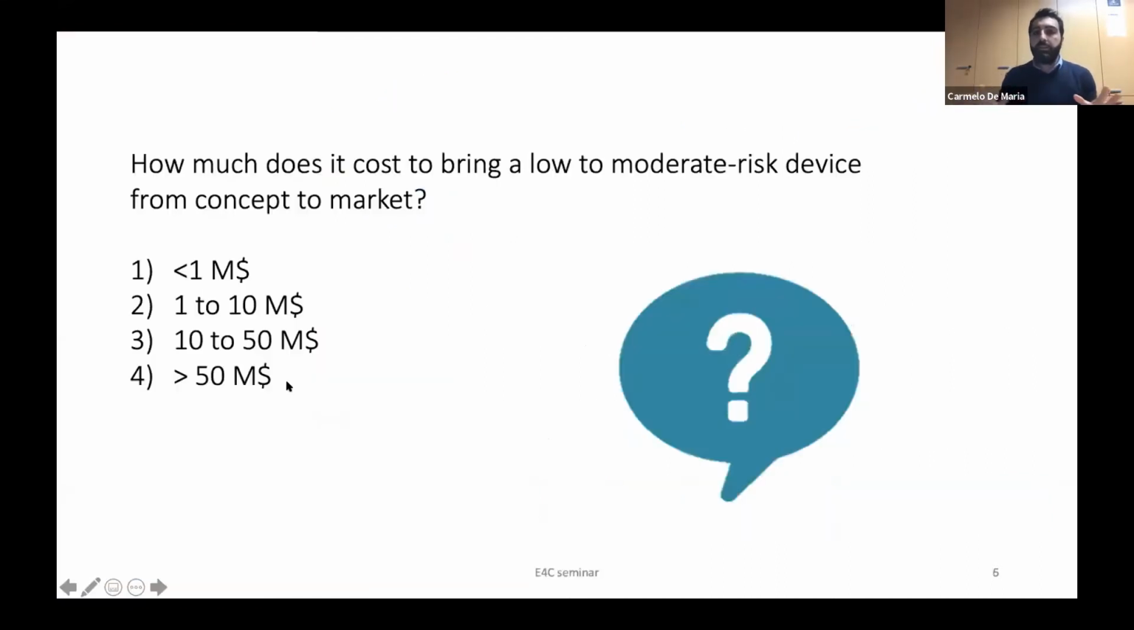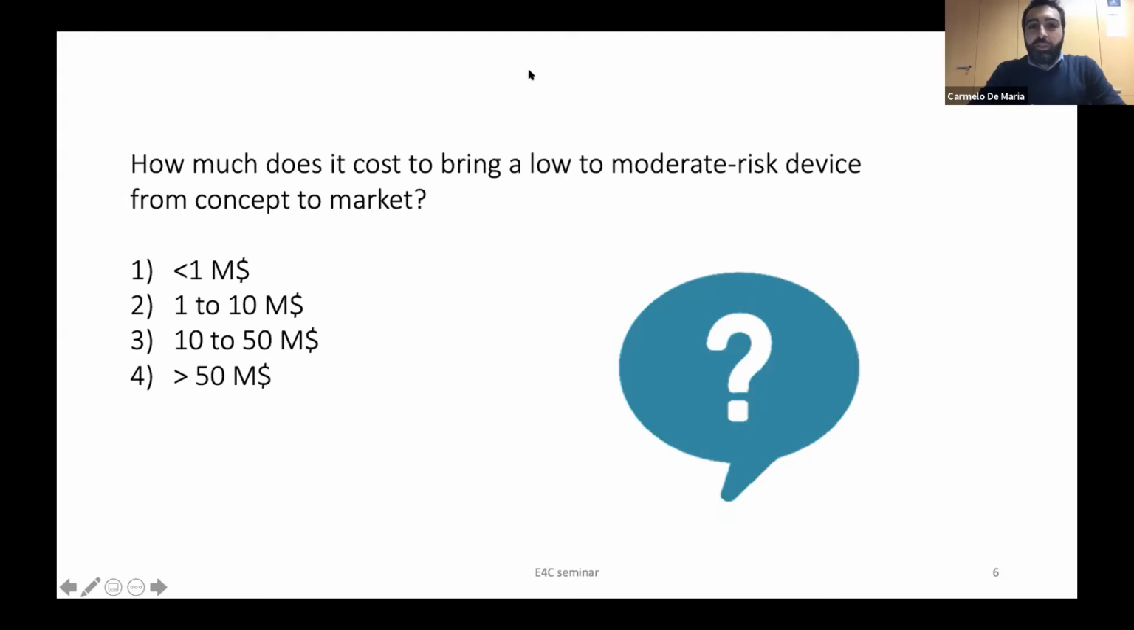Let's do it step by step. First, a question just to break the ice. According to you, if I want to bring a new medical device from concept to market, how much does it cost? Try to make an answer. Less than 1 million, between 1 and 10, from 10 to 50, more than 50, for a cost of a low to moderate risk device. I don't know if you see my screen. Okay, perfect.